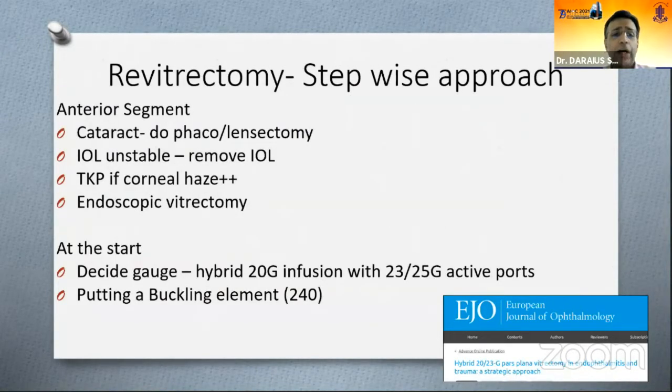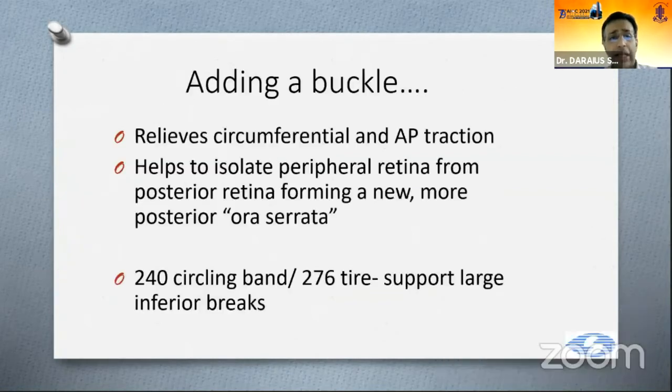But the main thrust of our talk today is revitrectomy. So let us concentrate on this and see how to do this in a stepwise approach. If there's a cataract, like Dr. Daraj also mentioned, to get rid of it, it may require a phaco or you may need a lensectomy. If the IOL is stable, because especially in cases with a lot of anterior proliferation, you may need to remove the IOL. You may need to use a temporary keratoprosthesis if there's a corneal haze, or do endoscopic vitrectomy. Decide the gauge and decide about putting a buckling element.